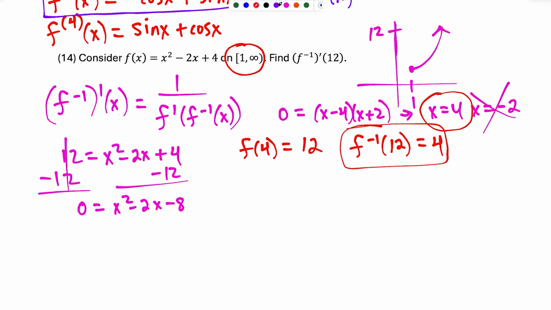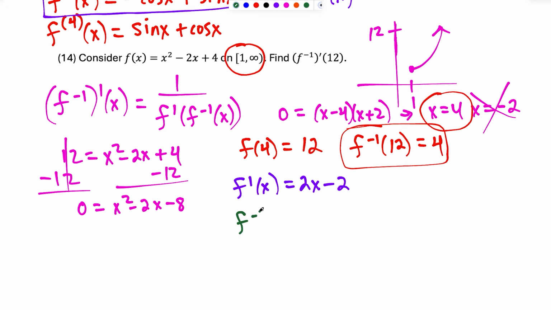And then how we use it is to use the formula, we have to know what f prime of x is as well. So I'm going to find now f prime of x. And for this, I just use the power rule. The derivative of x squared is 2x, and then minus the derivative of 2x is 2. The derivative of plus 4 just goes away. So now if I want to find f inverse prime at 12, now I could just plug into the formula.